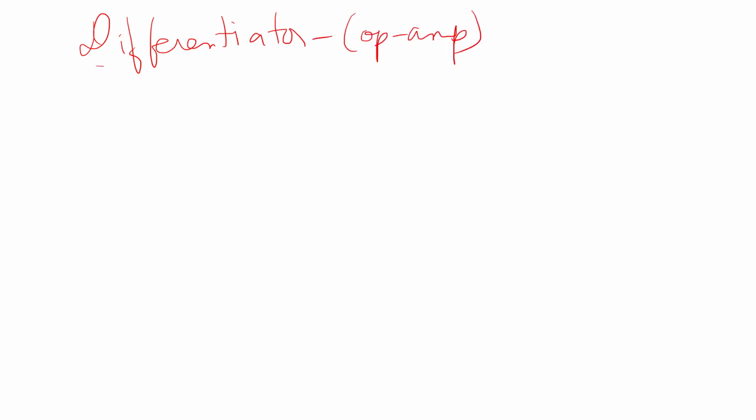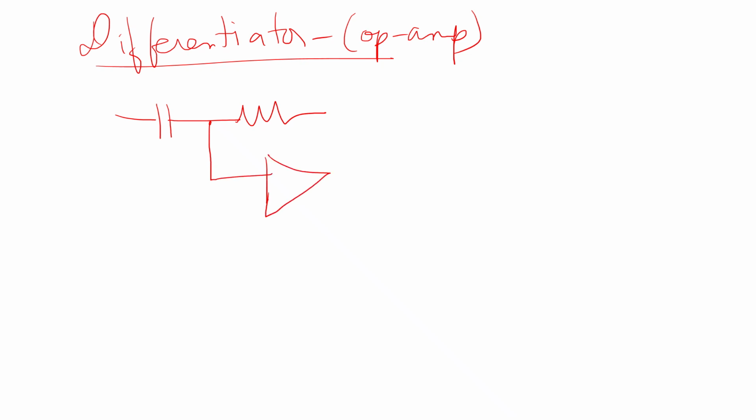In today's video, we are going to discuss a circuit called the differentiator circuit using op-amp. A differentiator circuit is a circuit in which the output voltage will be a differential value of the input voltage. In our previous video, we have already discussed the differentiator circuit using BJT.